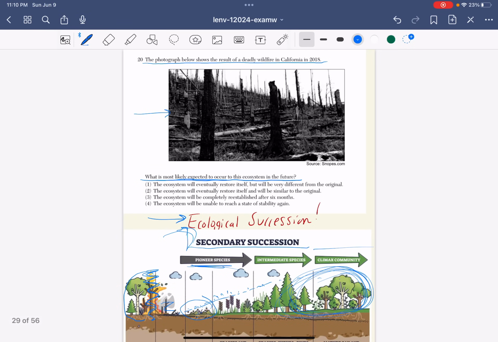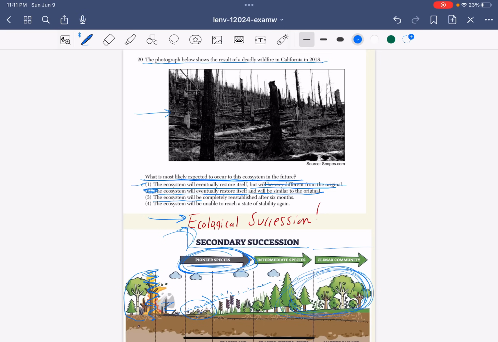So let's see what's the best answer. What is most likely expected to occur to this ecosystem in the future? Let's see choice 1. The ecosystem will eventually restore itself, but will be very different from the original. That's incorrect. It's not going to be very different from the original because you have your pioneer species that's going to try to bring back a very, very similar forest or ecosystem. Okay, the ecosystem will eventually restore itself and will be similar to the original. Yes, that seems to be the answer, but let's keep going.